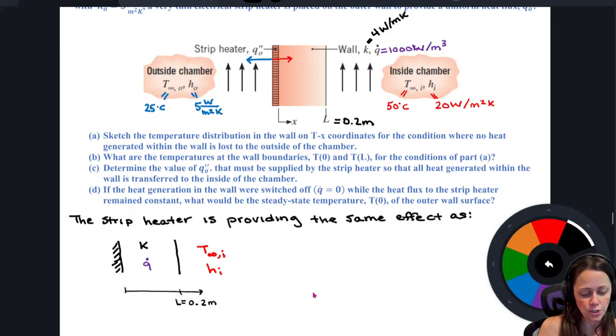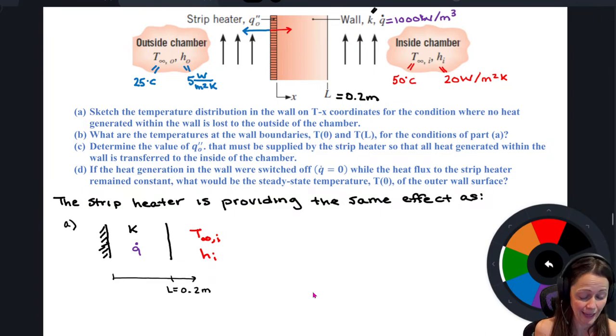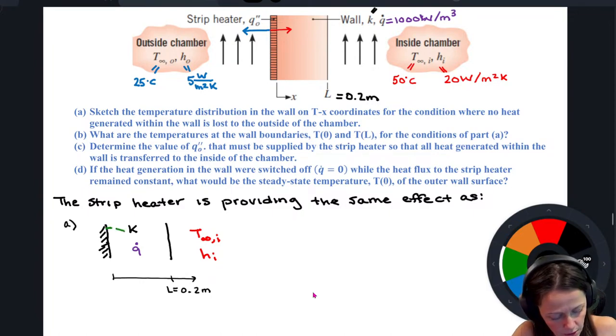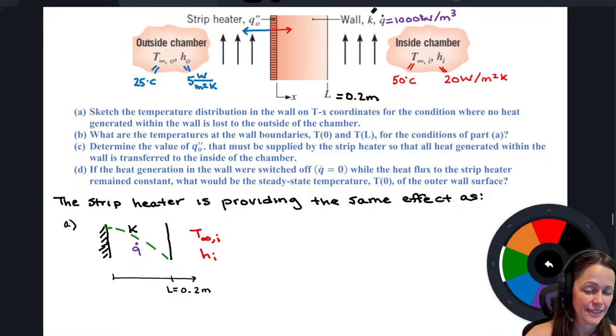All right, and so what we're going to do, let's look at what it's asking from us. So we want to find the temperature distribution. Okay, well, we could do that right now. So remember, it's the same effect as what I just drew with the insulation on the left-hand side, and we've seen that sort of thing, right? So the temperature is going to be highest at X equals L, and then, of course, there's going to be convection, and so your temperature distribution should look something like that. Done.